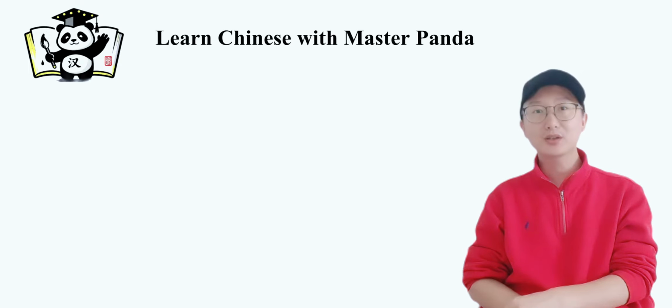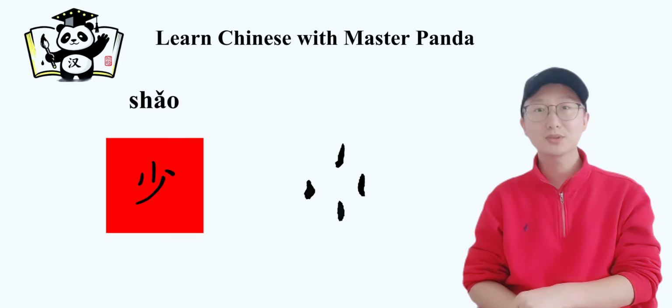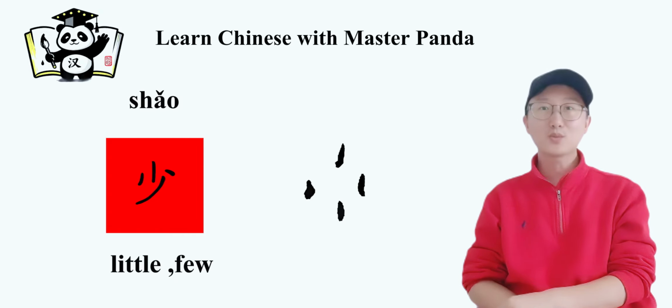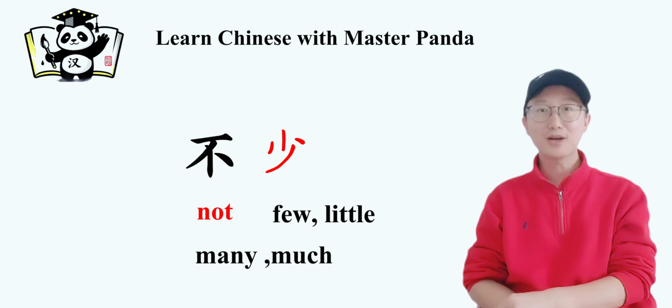The 5th character is 少. The ancient form of 少 showed us few small particles or grains. Its meaning is few, little, or less. Let's learn one word. 不少. 不 means not. 少 means little or few. So 不少 means not a little, not a few. So it means many or much.